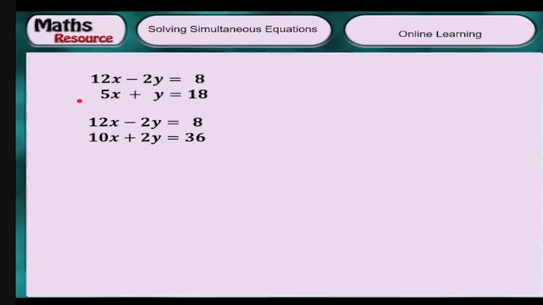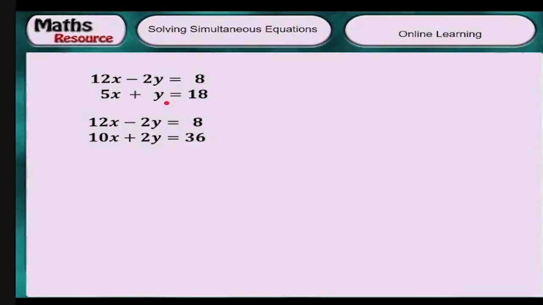So let's have another look at another example. The problem with this example, now so far I've had one of the coefficients the same. Either the x's were the same or the y's were the same. This time they're different. All right. So what I need to do is make either the x's the same or the y's the same so I can get rid of one.